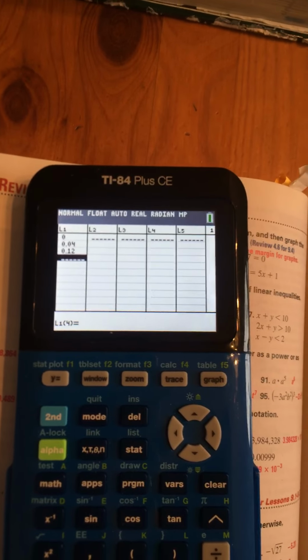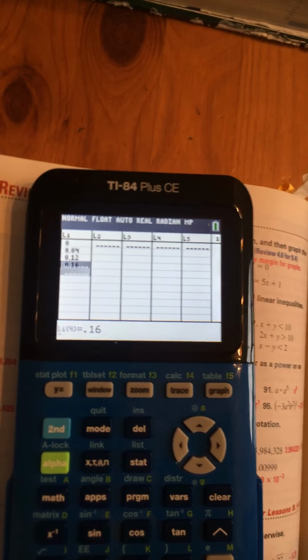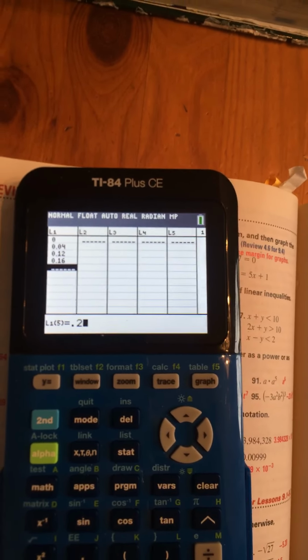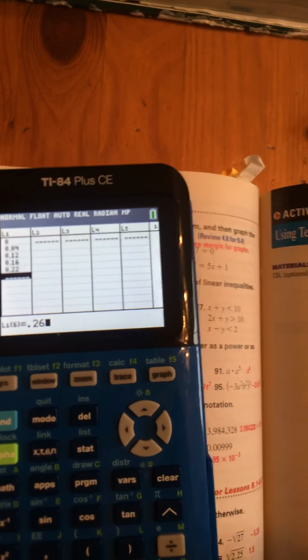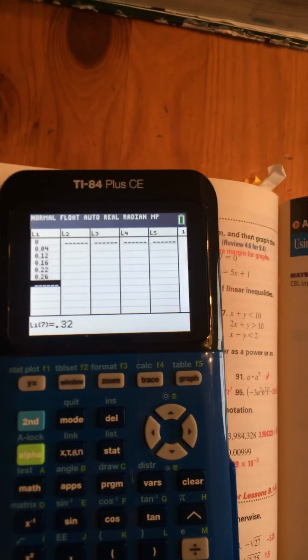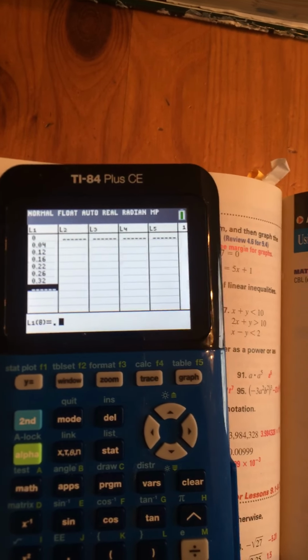0.12. Now, if we were in class together, I do this with students all the time, we would all be putting in our points together, and all the students would do it faster than me. So sorry that I am slow. I'm a little slow putting in my points.